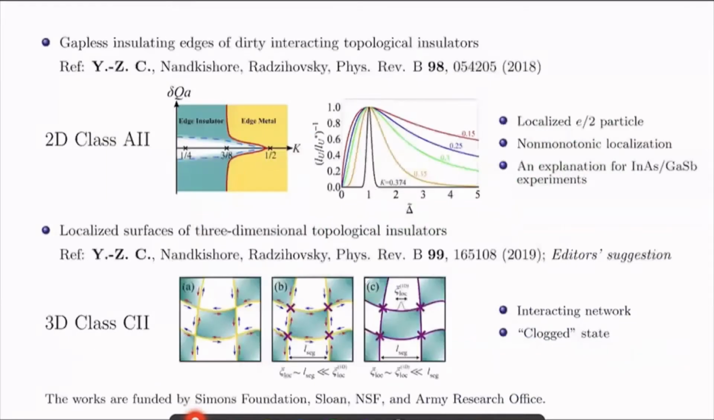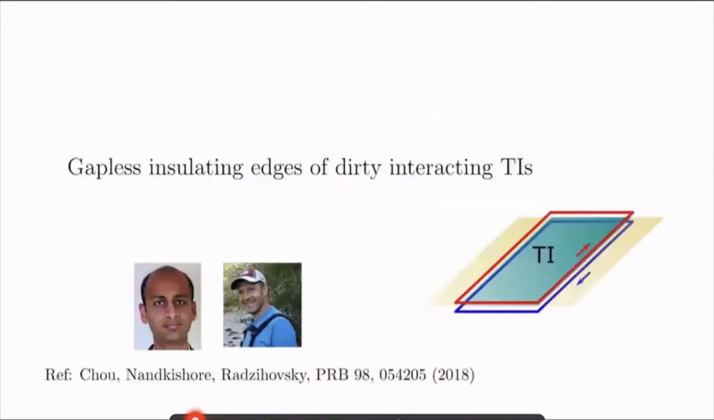In this talk, I will focus on two stories. The first story is the helical edge state of a two-dimensional topological insulator with disorder and interaction. And then in the second part, I will generalize the idea to three-dimensional topological insulators of class C2. So now let's discuss the first part.